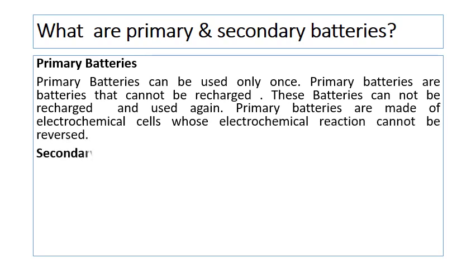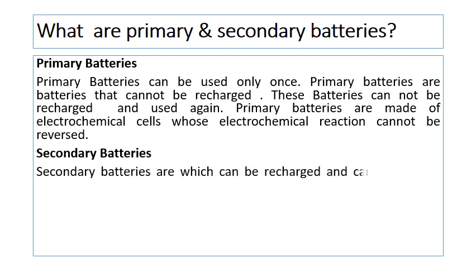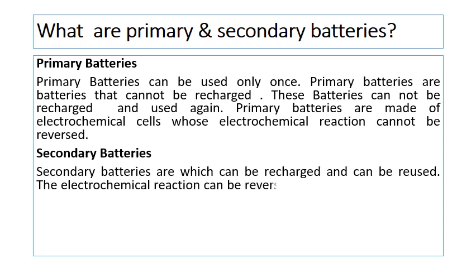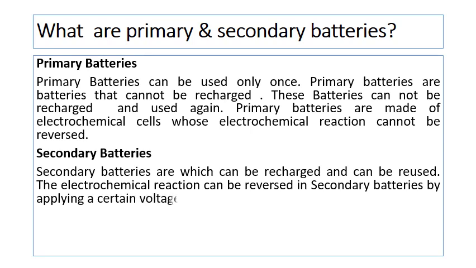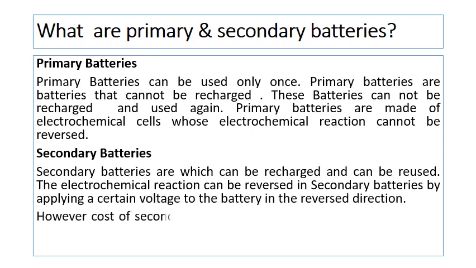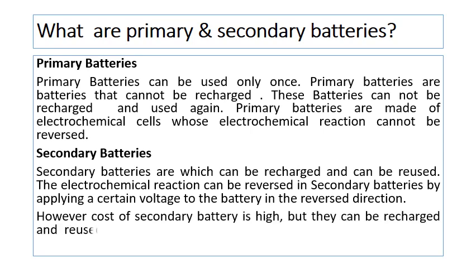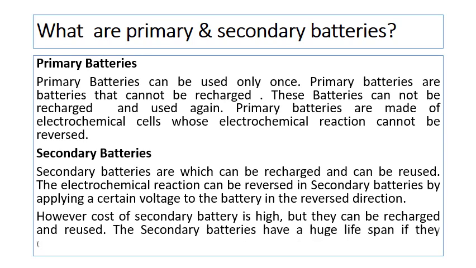Secondary batteries. The secondary batteries are those which can be recharged and can be reused. The electrochemical reaction can be reversed in secondary batteries by applying a certain voltage to the battery in a reverse direction. However, the cost of secondary batteries is high, but they can be recharged and reused. The secondary batteries have a huge lifespan if they are charged properly.